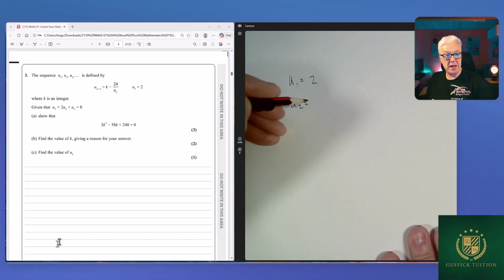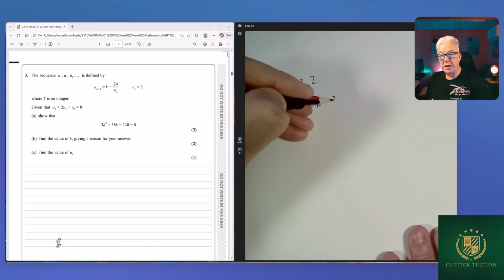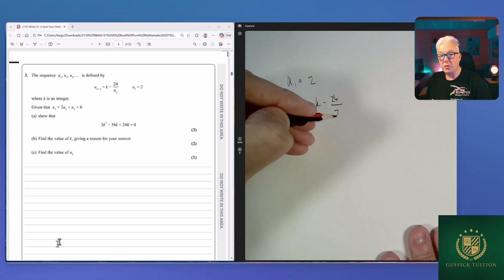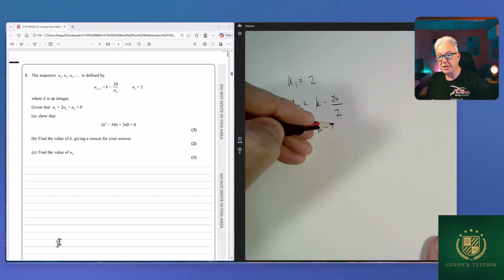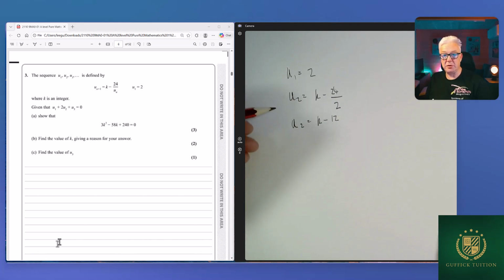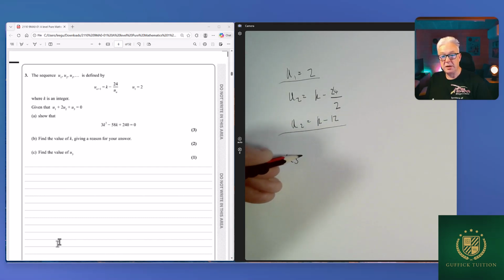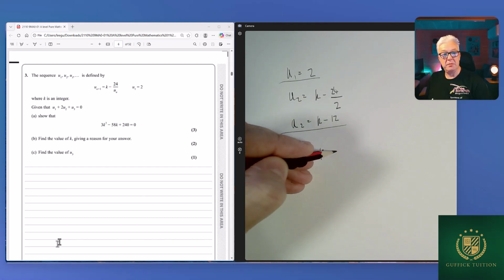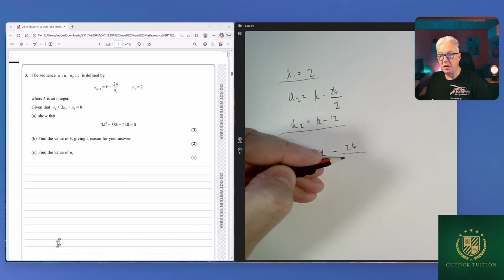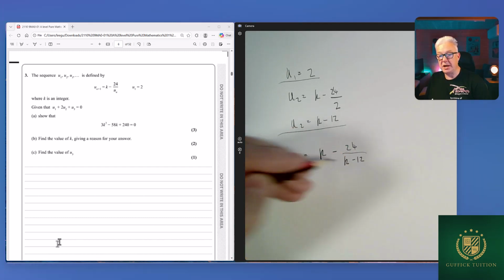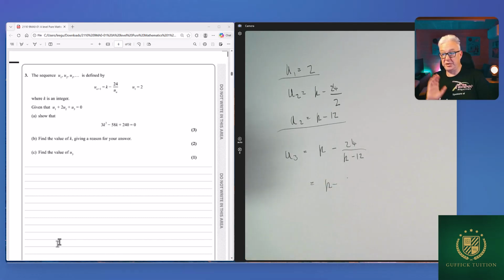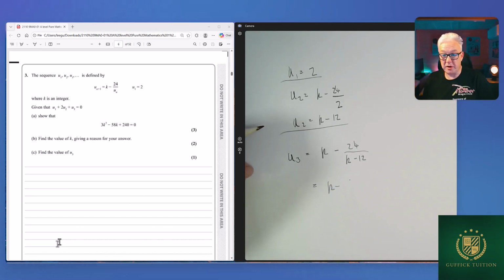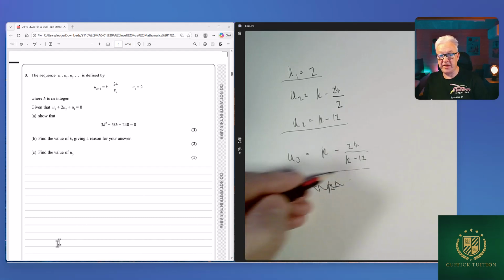So u2 is therefore equal to k minus 24 over u1, which is 2. So therefore u2 is equal to k minus 12. So that's our expression for u2. Now let's find out what u3 is. So u3 is going to be k minus 24 over k minus 12, because that's the u2. So that's just k minus 24 over k minus 12, so we don't really need to do any further simplification with that.